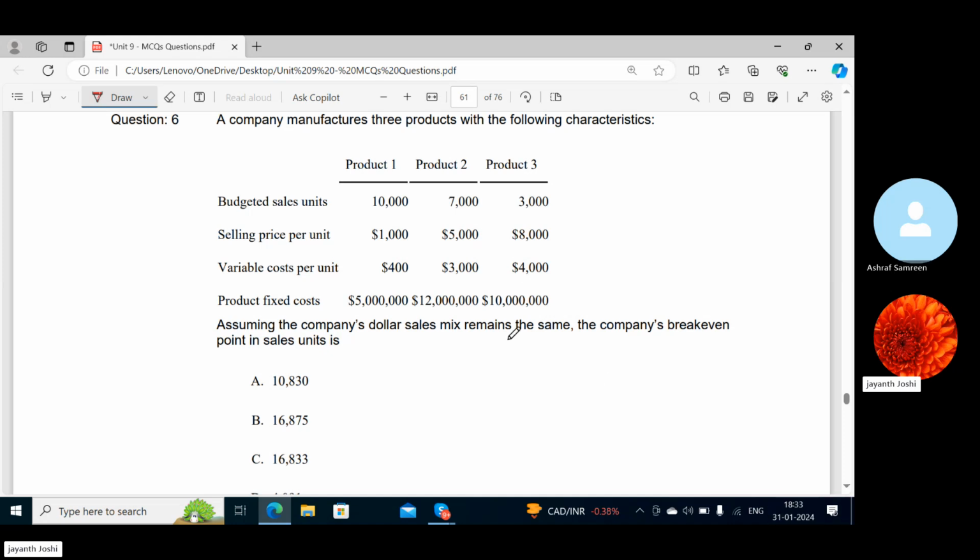Okay. Simple. What is the formula for break-even point in sales? Fixed cost by contribution margin ratio, not per unit margin. So fixed cost, first of all, what is the total fixed cost? 27. Correct? This is your total fixed cost. So what is the total sales? You have to multiply this and tell me the answers. Multiply and add.